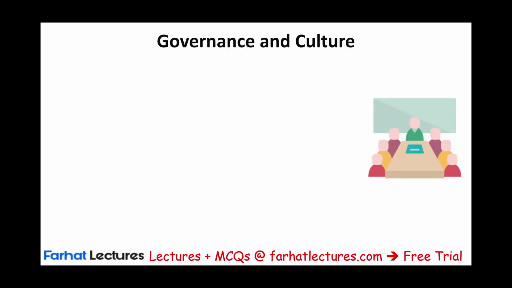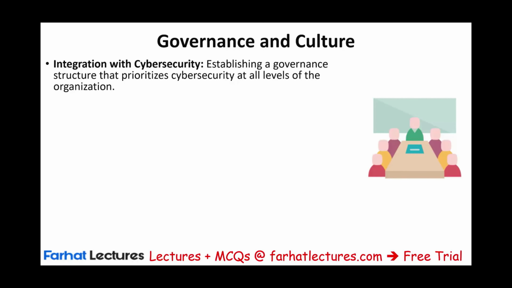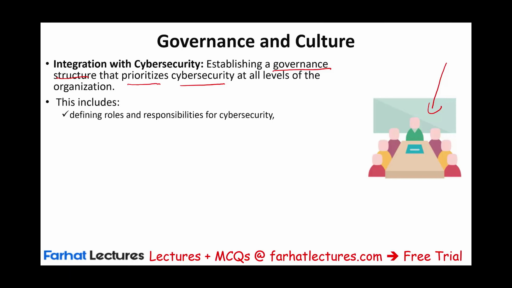Starting with governance and culture, how does it integrate with cybersecurity? Here you're establishing a governance structure that prioritizes cybersecurity at all levels of the organization. Governance and culture, similar to what we talked about under the COSO internal control framework, is the control environment. If you remember, I used the same picture: the board of directors, top management. And this includes defining the roles and responsibilities of cybersecurity. As an organization, do we have people on board or in senior management whose role is to take care of cybersecurity? Because this tells us how seriously we take cybersecurity threats into account.